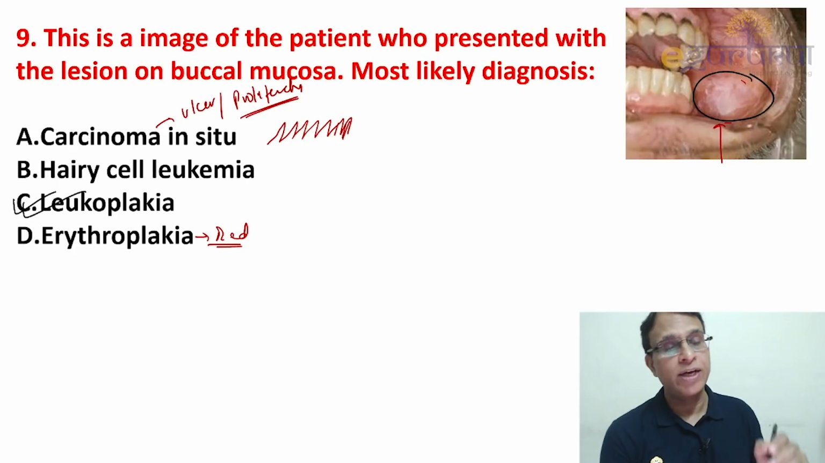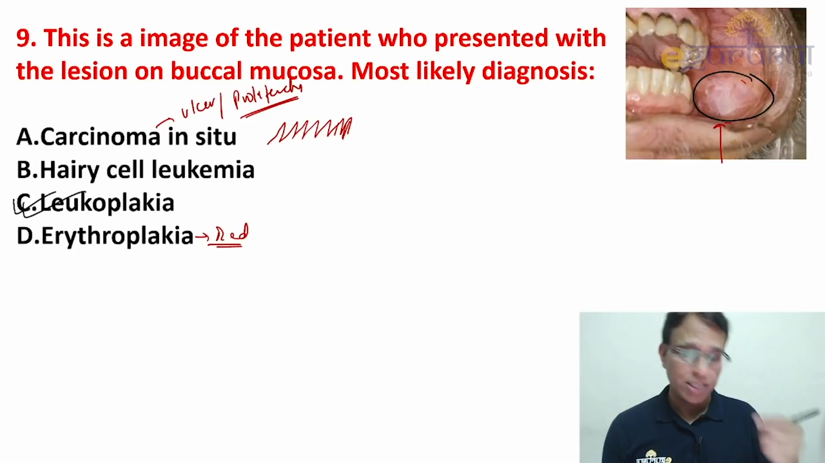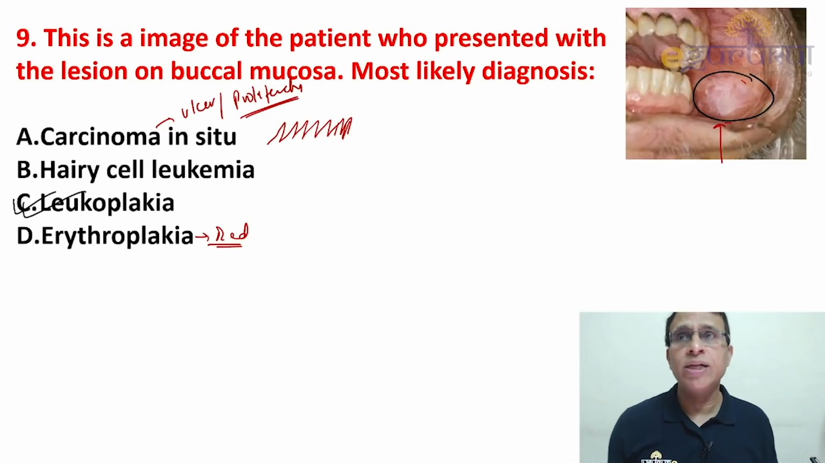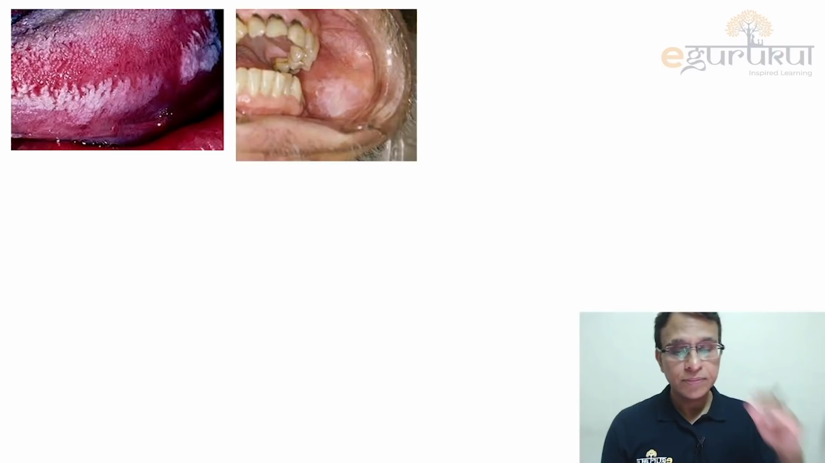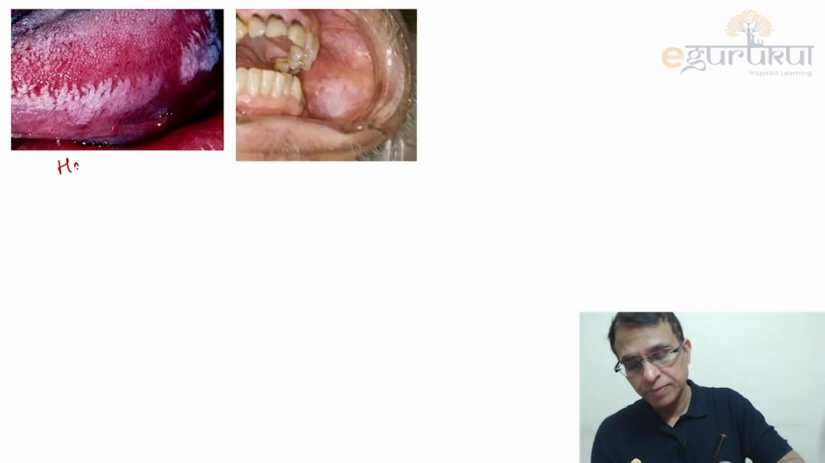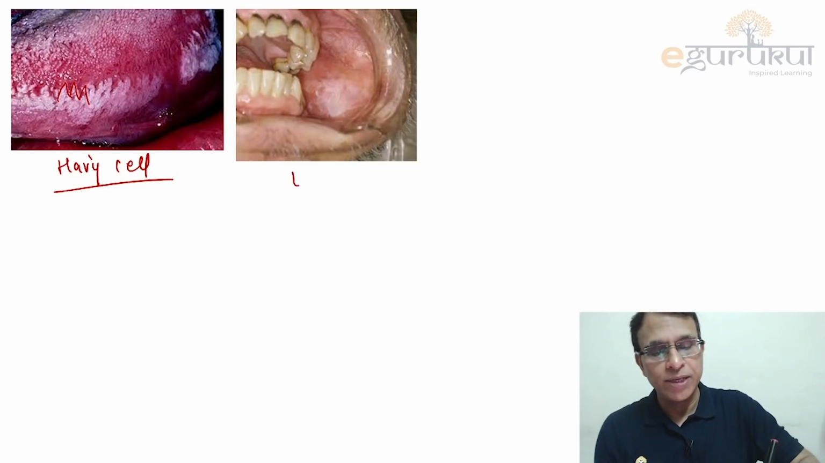Leukoplakia and erythroplakia look very similar. The color is different. Leukoplakia is whitish, like this one is whitish, and erythroplakia is reddish. I was told that the image was perhaps a leukoplakia, that's why I've used the image of the leukoplakia. See, this is hairy leukoplakia. You can see this serrated margin. Can you make it out? And this is, of course, leukoplakia, which I've shown you just now.